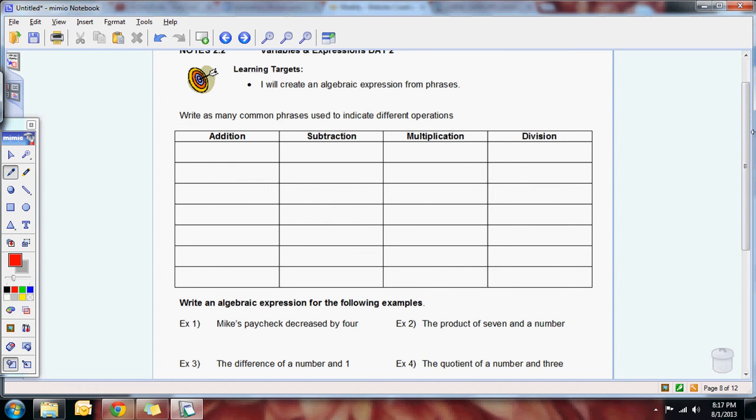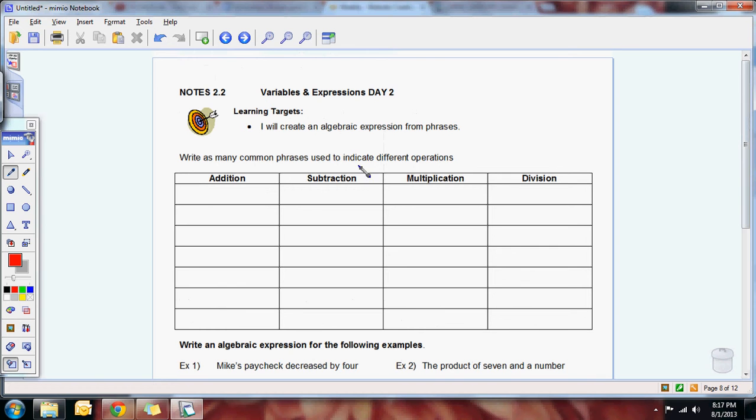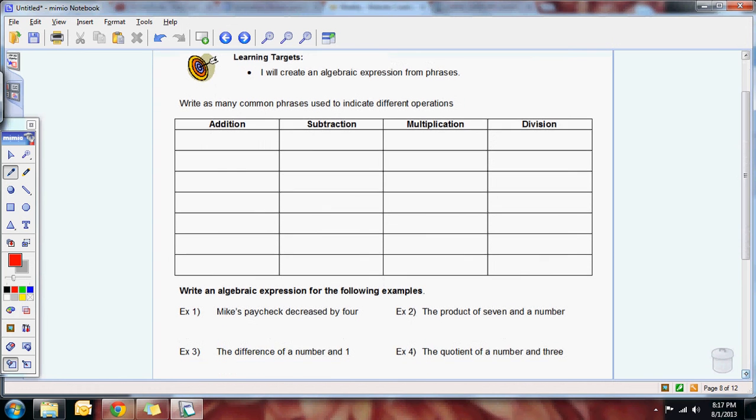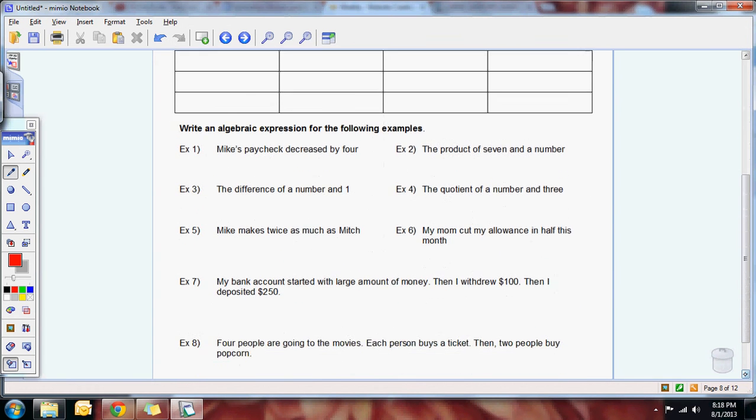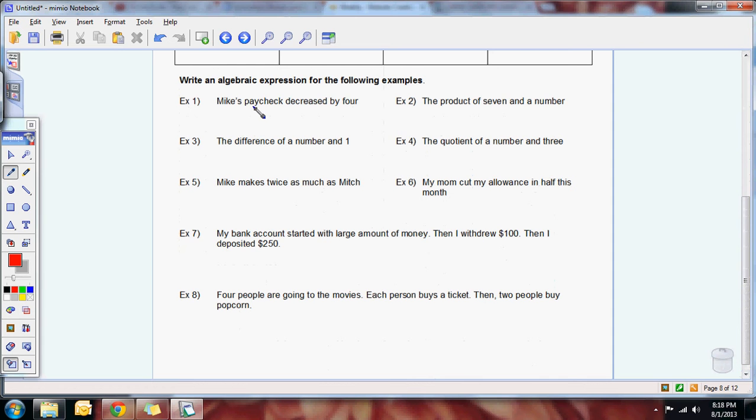Okay, our next section of 2.2 was just an extension of what we did the other day with variables and expressions, but this time we were changing algebraic expressions. We were making algebraic expressions from phrases, so turning words into what we know algebra to be. So your assignment was to fill out your addition, subtraction, multiplication, division, and brainstorm those using the internet or each other. But then in class we went through what the phrases were and how we changed those to algebraic expressions. So we can just go through these.